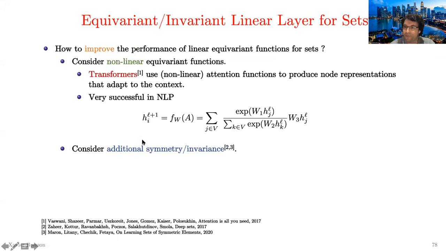Of course, for NLP, we know what to do. We should use a transformer, an attention mechanism, to learn representations of the words depending on the context of the words. And this is a nonlinear aggregation function. Remember that the equivariant functions are linear. So if we want to do NLP for something as simple as a set, we need something nonlinear, and it is very successful. Or we can also consider additional symmetry and invariance coming from the data.